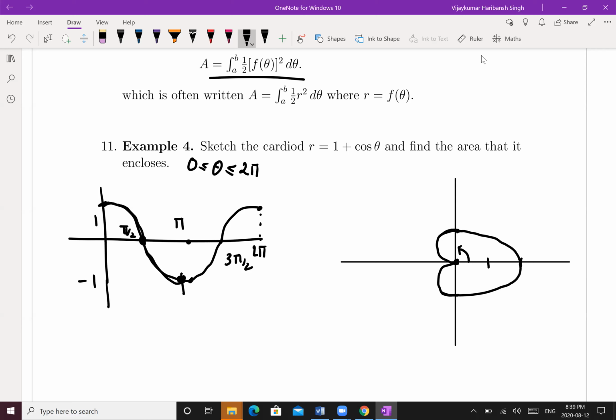Now, what is the problem asking us? Find the area it encloses. So what we'll do is the following. We will find the area above and double that area.